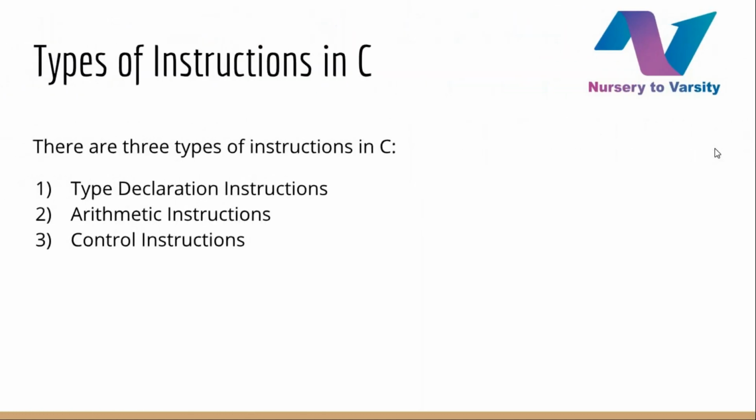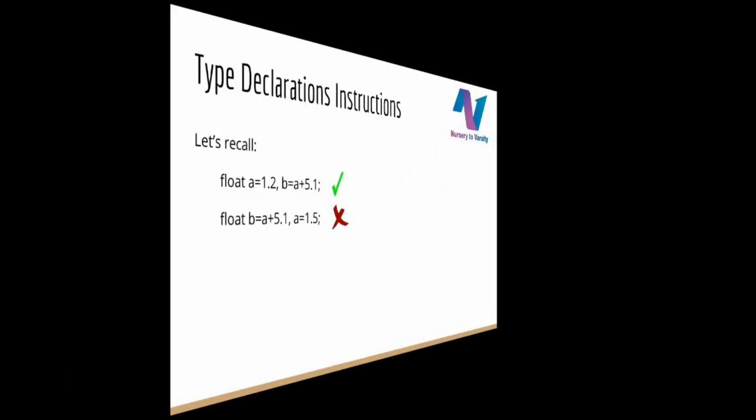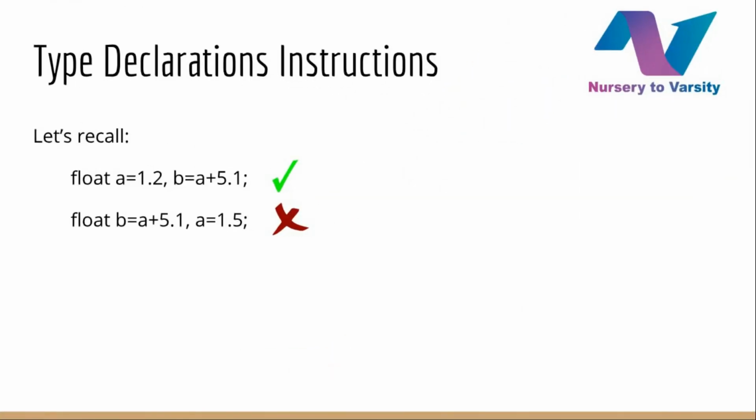Types of instructions in C. There are three types of instructions in C: type declaration instructions, arithmetic instructions, and control instructions. In the previous tutorial, we have learned the declaration of variables of different data types through implementation, and that is equivalent to type declaration instruction. All the type declaration instructions are written at the beginning of the main function.